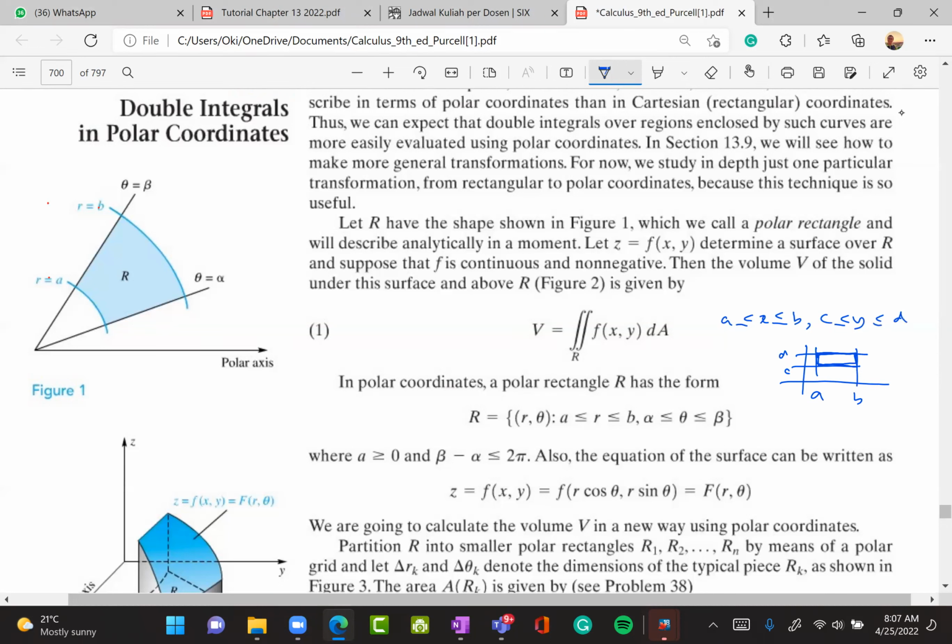However, when we have a rectangle in polar coordinates, that means r is bounded by two constants, from below and from above, and theta is also bounded by two angles, say alpha and beta. This is what we have. So the shape of the so-called rectangle here is quite different. That's the basic shape in polar coordinates. This is the rectangle.